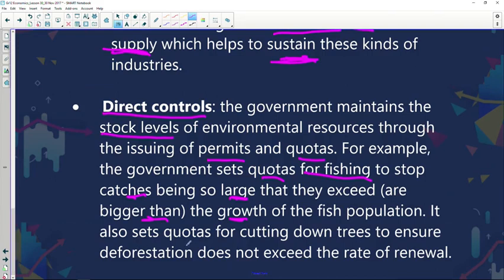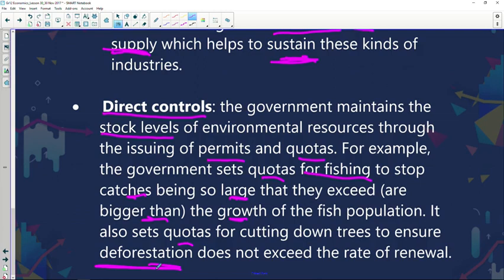It also sets quotas for cutting down trees to ensure that deforestation does not exceed the rate of renewal. So it's important because here we are dealing with scarce resources. If we don't protect them, then future generations will not have access to them. So it's important to consider those two things.